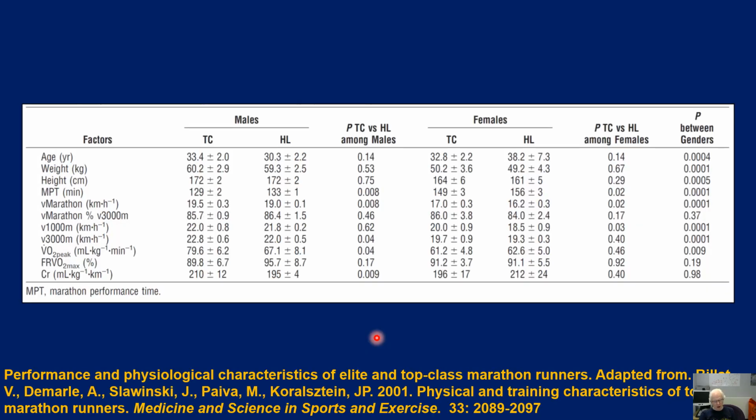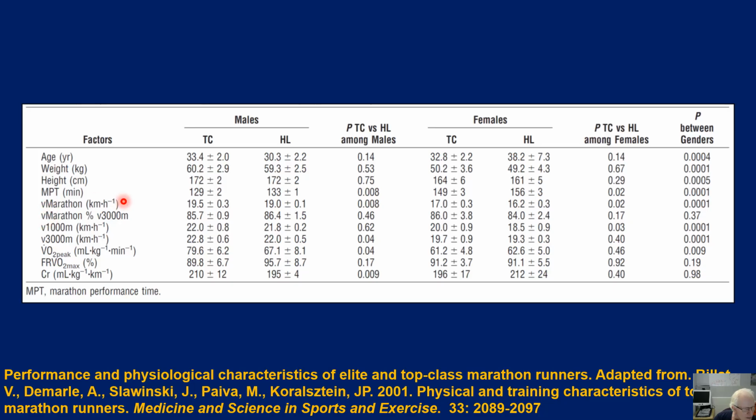Now, if we delve a bit further into this, is a paper published a while back now, and this came from Veronique Billat's group. But it's quite nice because it just gives us an idea of the factors that govern endurance performance. And it's not necessarily about the economy per se, but you'll see where that comes in a moment. But we've got a range of data sets here. We've got our males and females, and we've got what they call top class and then high level. These are our elite athletes. And we've got a range of things.